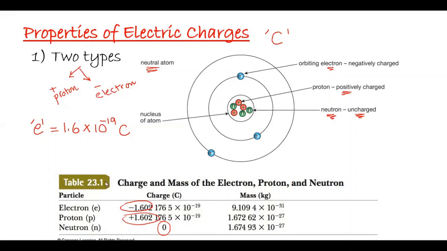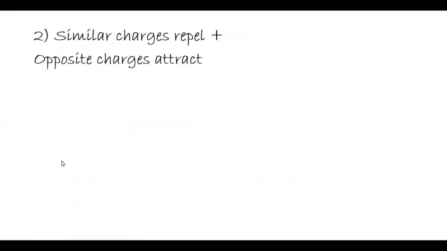The second property of electric charges is well known also: if you have two charges similar in sign, they repel each other. If you have a positive charge and a positive charge here, they are going to repel each other. They are going to move away from each other. And if you have two charges opposite in sign, one positive and the second negative, they are going to be attracted to each other. They move to get closer to each other.